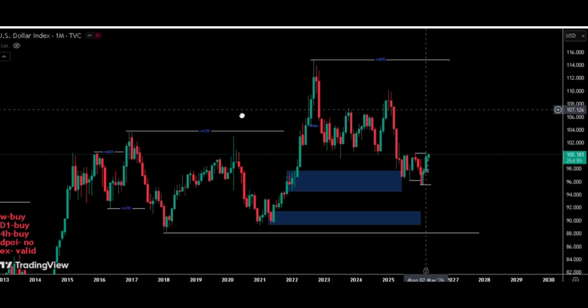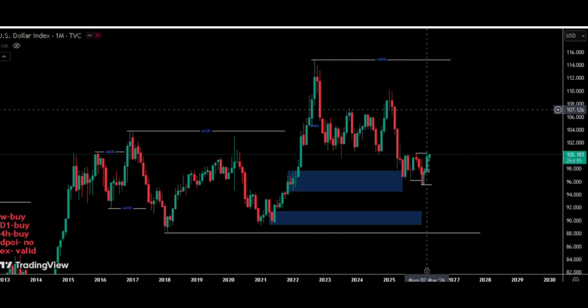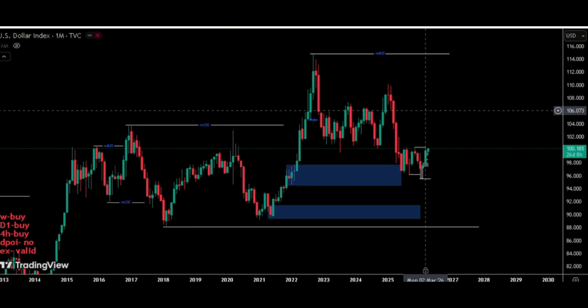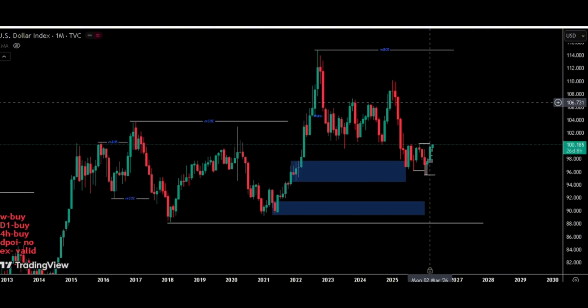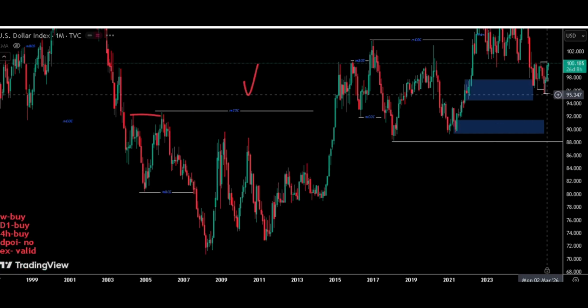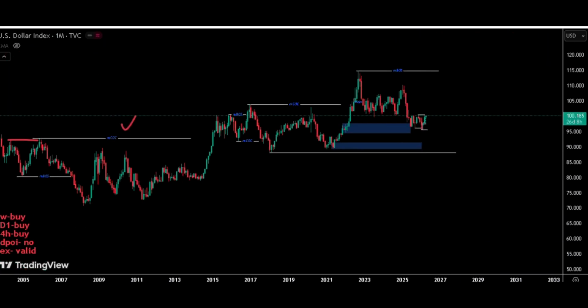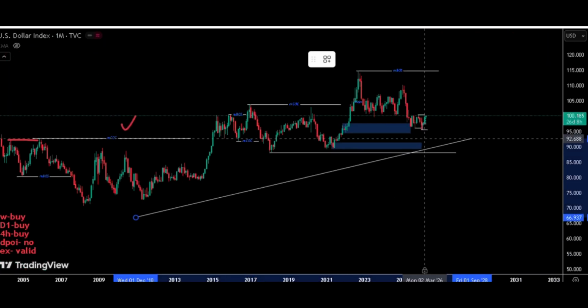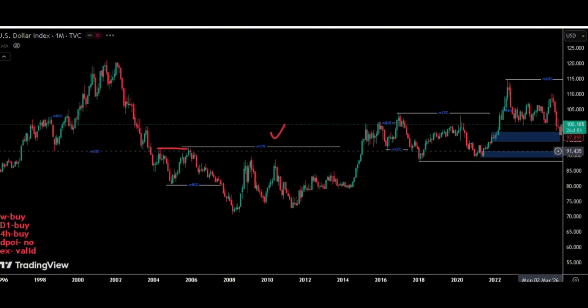In order to understand the directional bias, we need change of character, we need break of structure and all those things. Look at DXY for a very long time. DXY has been trying to go bullish, has been bullish for a very long time. And how do we confirm this bullish momentum?